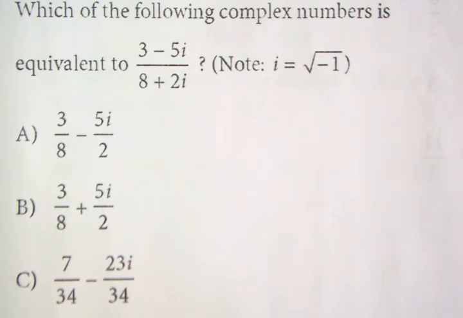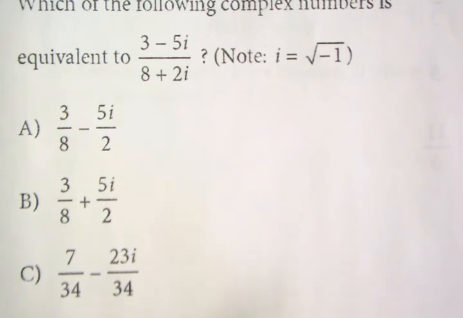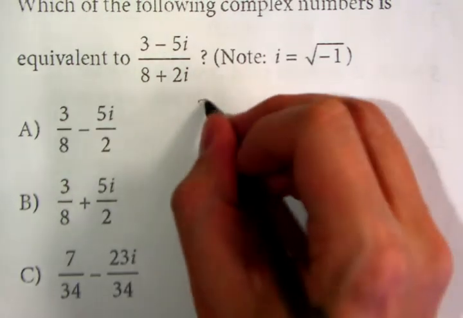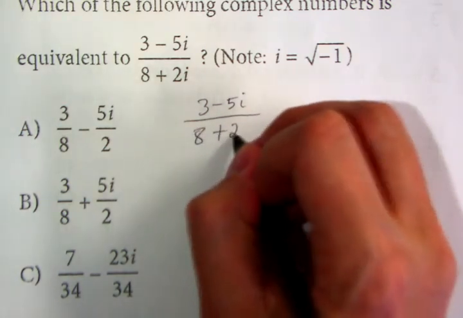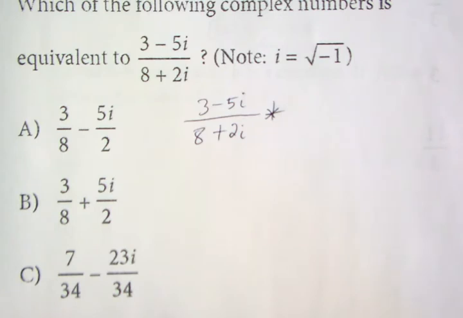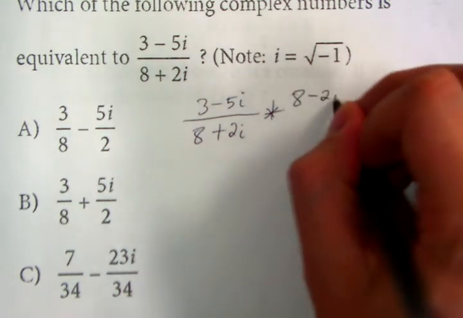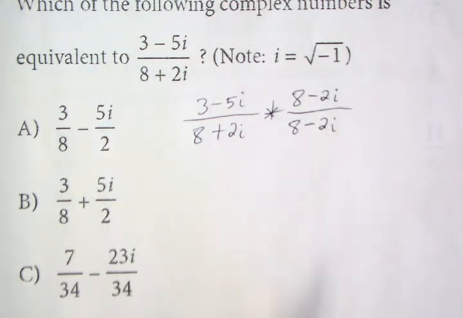For the second problem, we want to cancel out the denominator. And to do that, we're going to multiply by something called the conjugate. So you take 3 minus 5i and divide that by 8 plus 2i, just as written. And we're going to multiply by a fancy version of the number 1. 8 minus 2i divided by 8 minus 2i is still 1. It's just a different form of it.